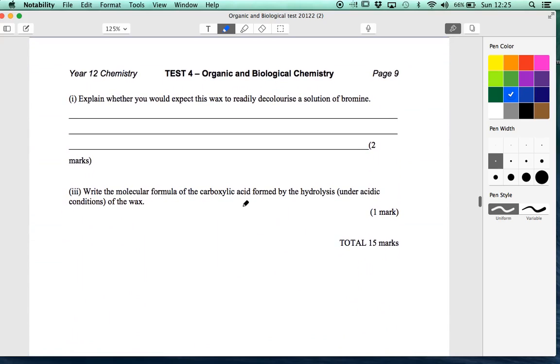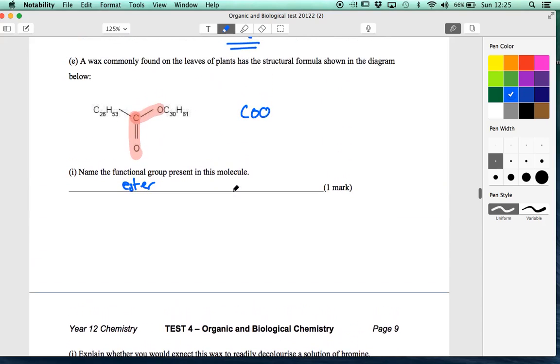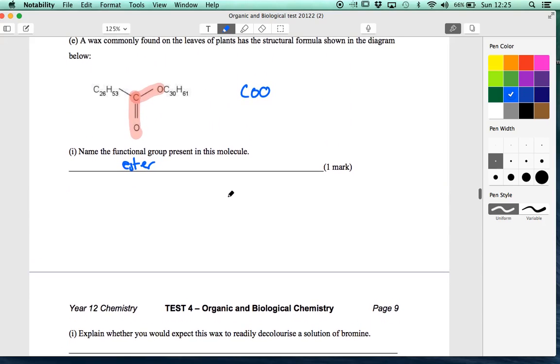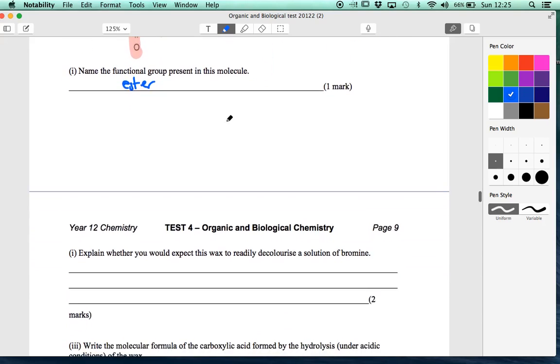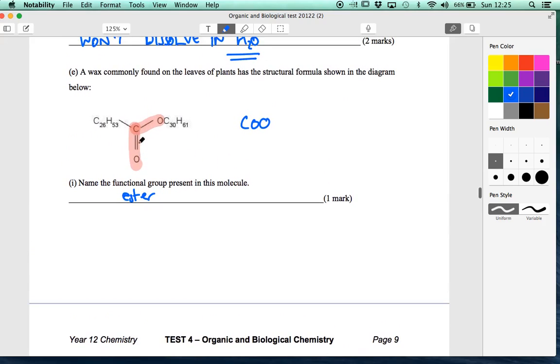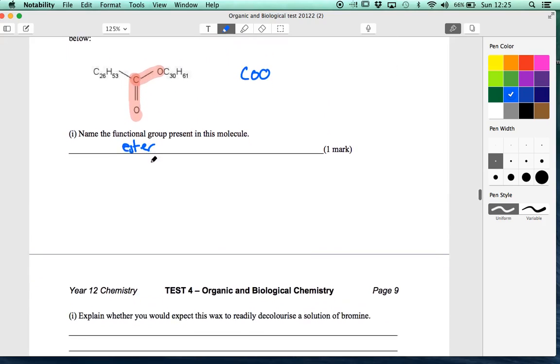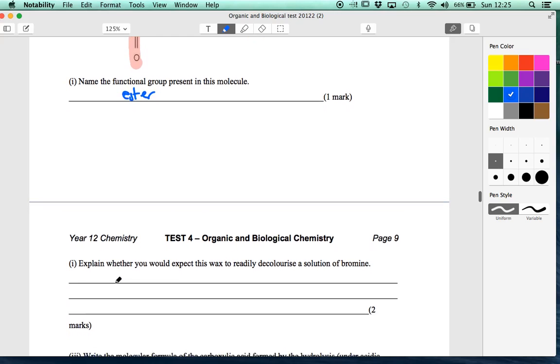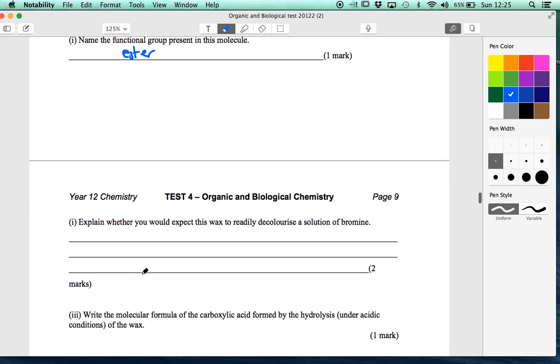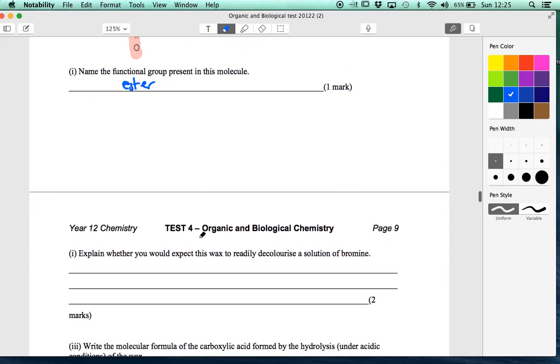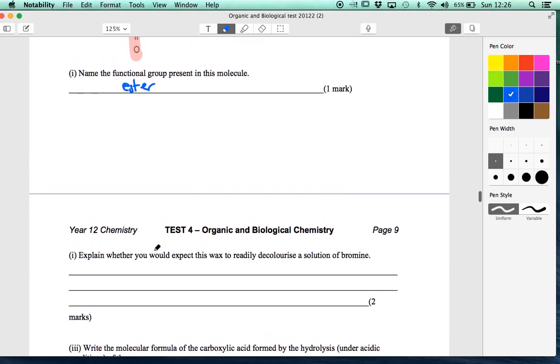All right, explain whether you would expect this wax to readily decolorize a solution of bromine. Okay, would it? In answer to this, you could say yes, because we have the double bond here. So it would to a certain extent, because you would get the addition reaction of bromine across there.